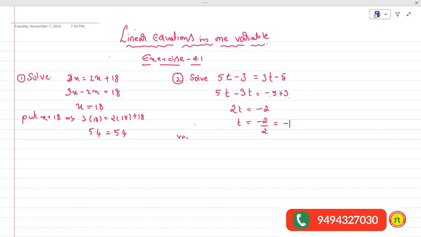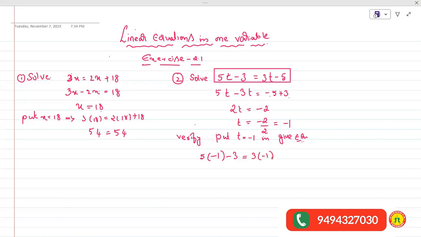How do we verify? For verifying, we substitute t equals minus 1 in the given equation. 5t minus 3 becomes 5 of minus 1 minus 3, and 3t minus 5 becomes 3 of minus 1 minus 5. So minus 5 minus 3 is minus 8, and minus 3 minus 5 is minus 8. Both are the same. LHS and RHS are equal. That's it. This is the answer.